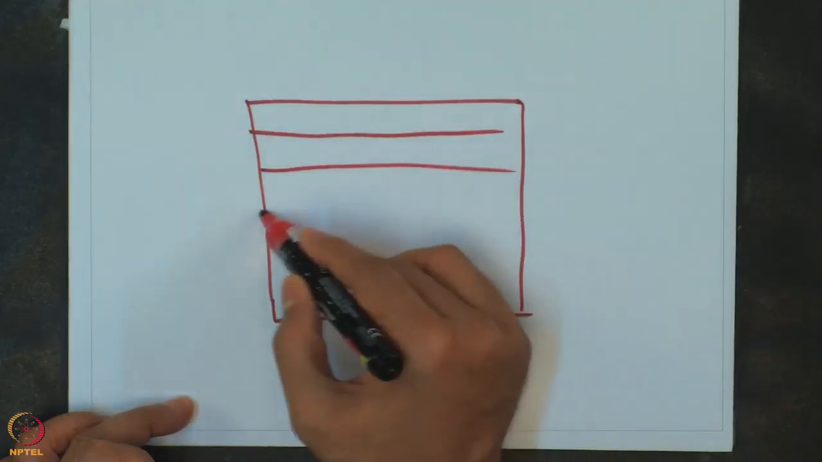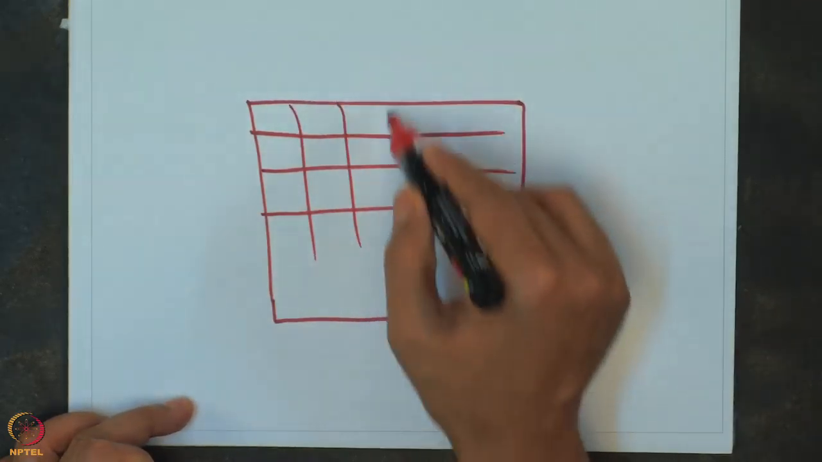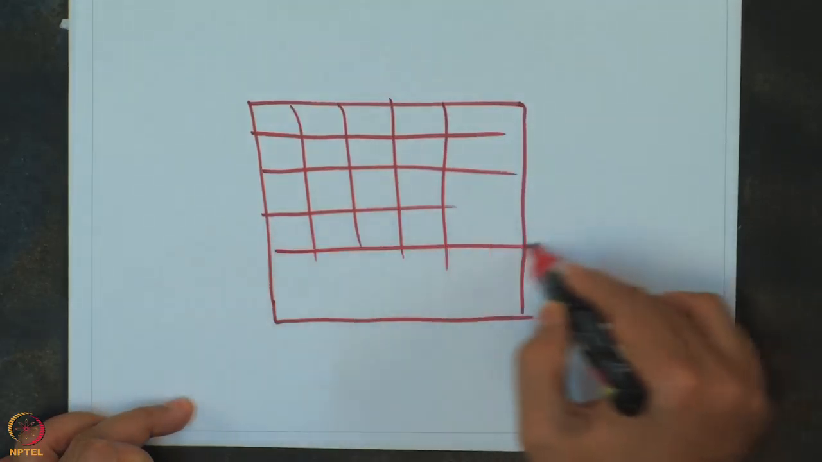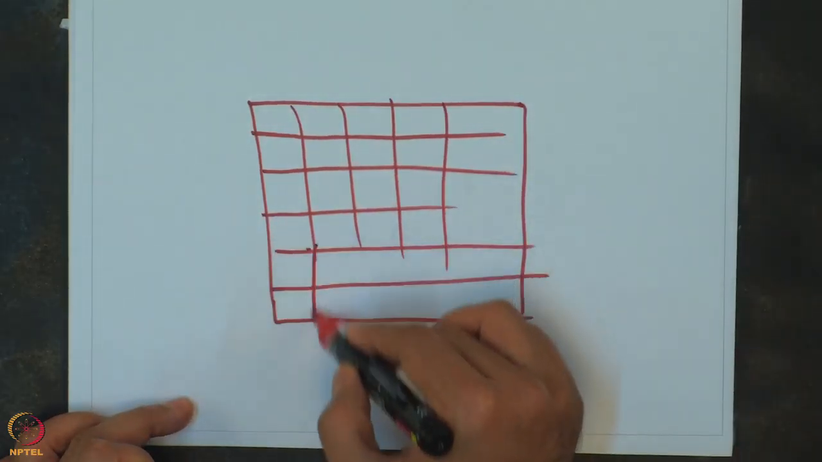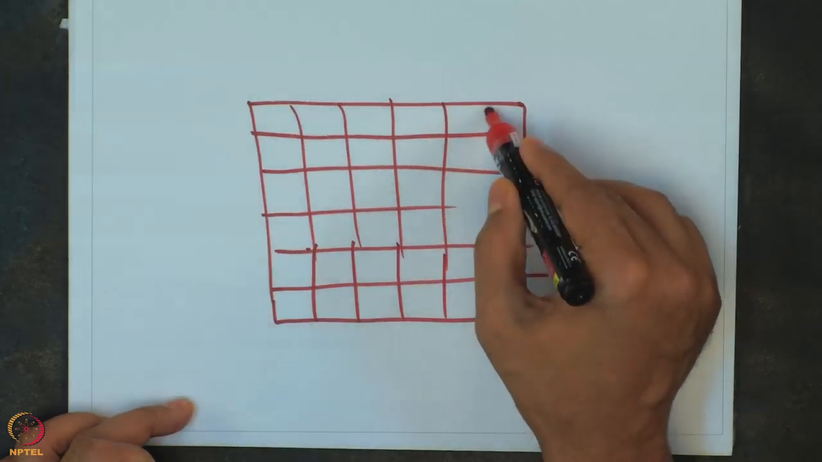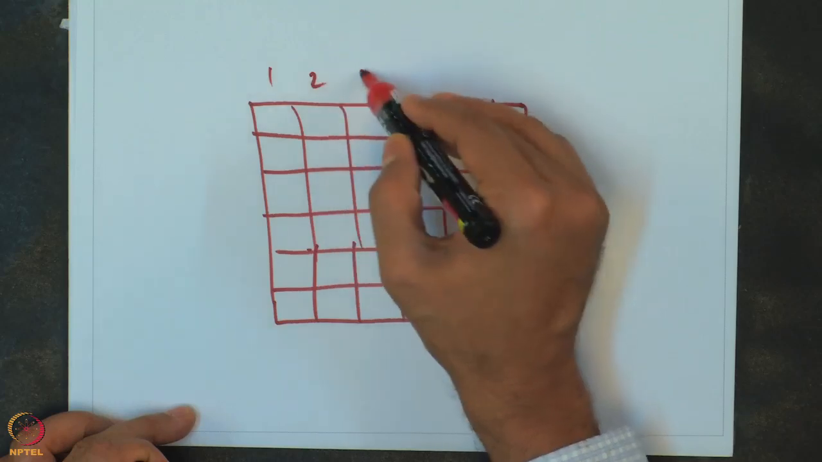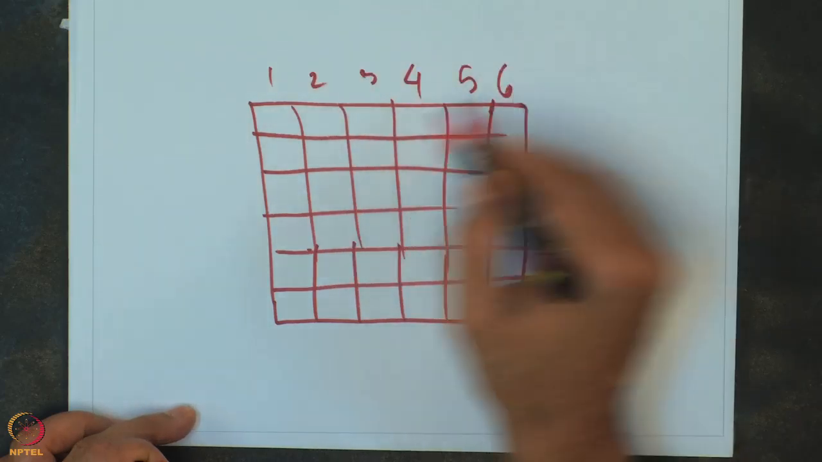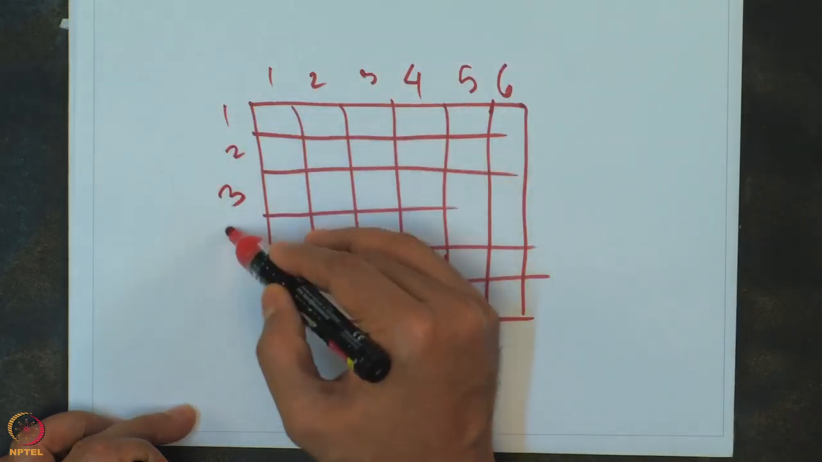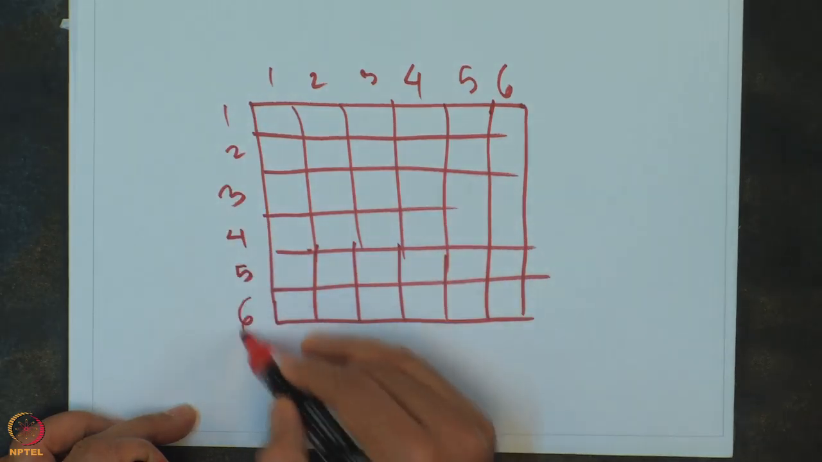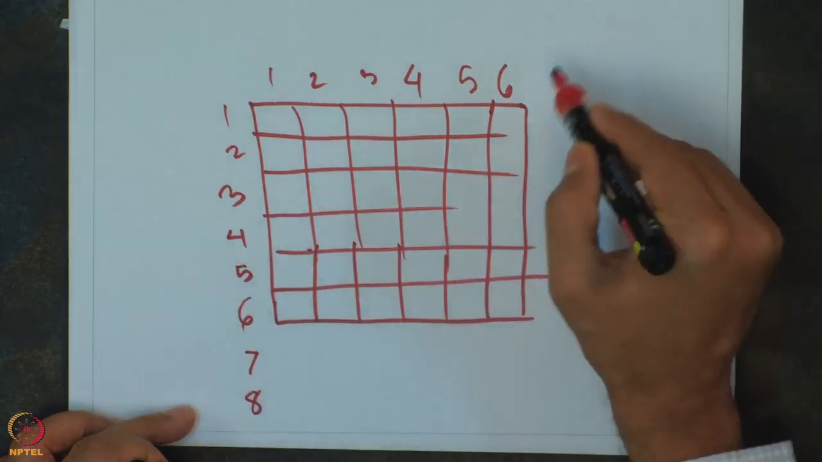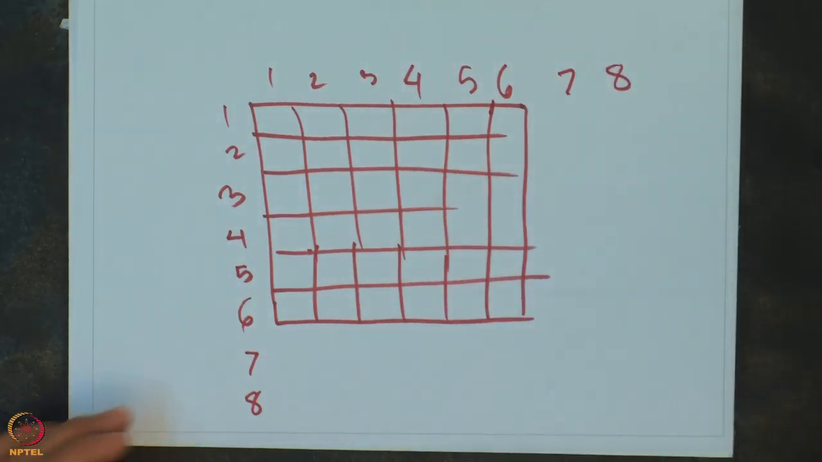Okay, so there are going to be 8 rows and 8 columns. Whatever, this is not 8, but there should be 8 rows and 8 columns. So how many is this? 1, 2, 3, 4, 5, 6. 1, 2, 3, 4, 5, 6. So if you had 7 and 8 and 7 and 8, then it would be a chessboard.